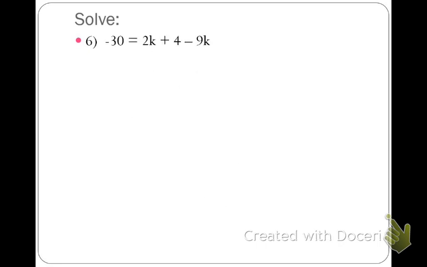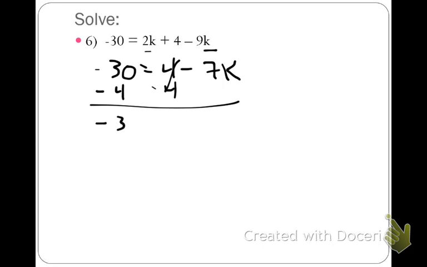First thing you want to do in this one is do what? Combine your k's. Combine your like terms here and here. So negative 30, we combine those two and we get? Yeah, negative 7k. Now we're in our two-step equation situation. We can't simplify anymore. So we undo that positive 4 by subtraction. Get negative 34. This is negative 7k.